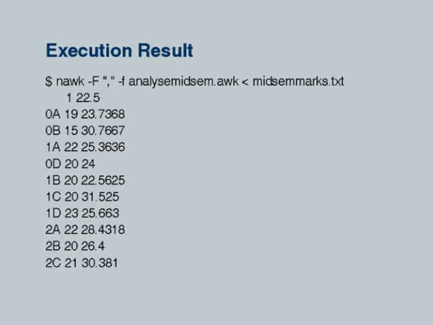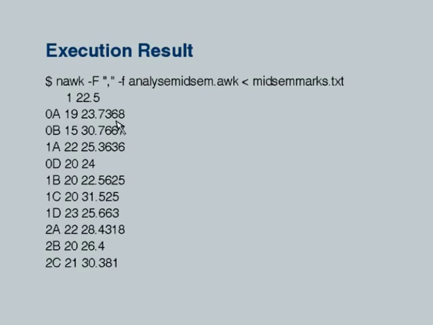These are the results. Notice the command line. Incidentally, NAWK stands for new awk. So, over the decades, awk has also transformed itself. This is the command that you give. Minus F and a comma in double quotes tells awk that the field separator is comma. Ordinarily, space or tab would be a field separator by default, but this is a field separator. Then the file name analyze midsame.awk, which contains those 10 lines of program. And it says redirect input from midsame marks.txt. Obviously, midsame marks.txt is a text file which contains all that data with lots of problems.